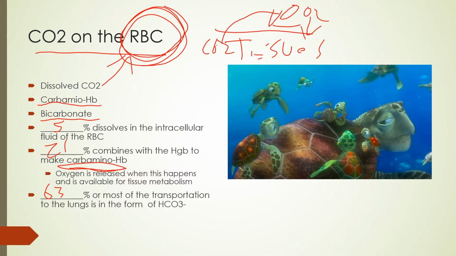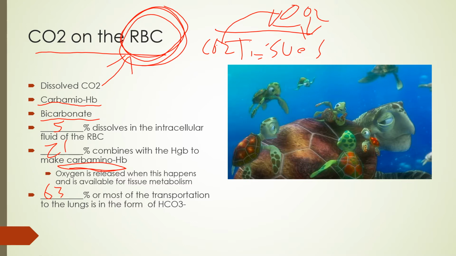So if I ask you about dissolved in the plasma, yeah, 5%. Dissolved in the red blood cell, then you say 5%, right? So you do need to know these percentages. I will ask you to recall these, all right? So the bulk, or most of the CO2 that gets eliminated from your body, 63% of it, gets transported in the form of bicarb to your lungs.